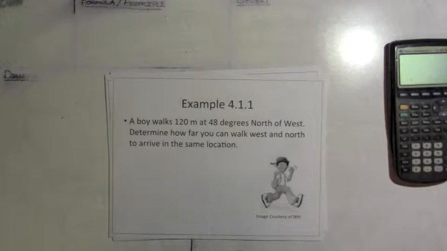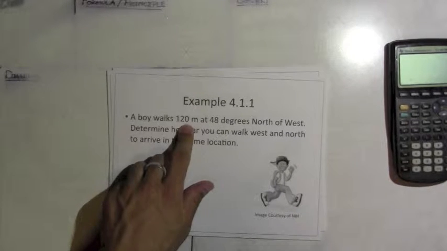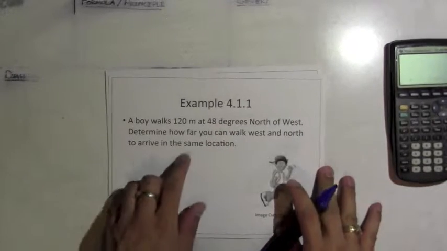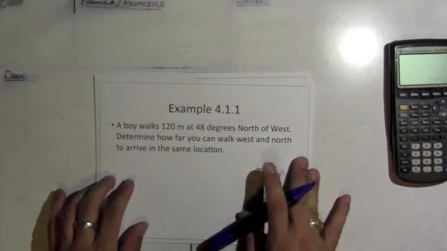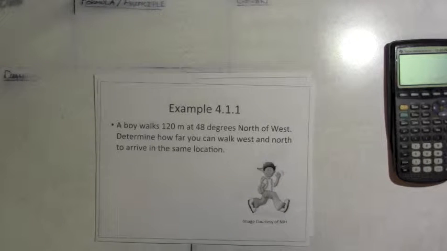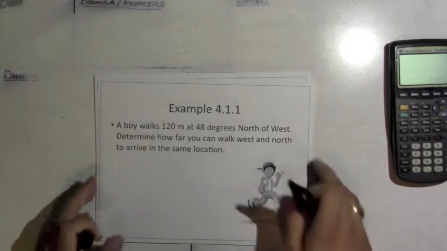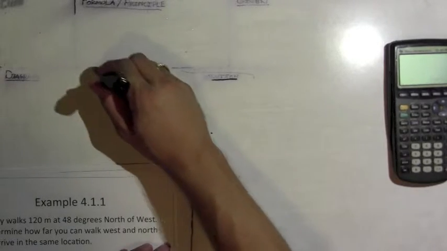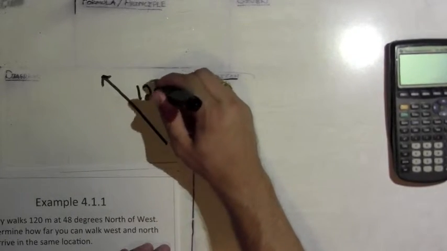This is example 4.1.1. It says a boy walks 120 meters at 48 degrees north of west. So when you start to get things like directions, it really helps if you draw the question first before you move on to do the given and so forth. So it says a boy walks 120 meters, and then it says at 48 degrees north of west.